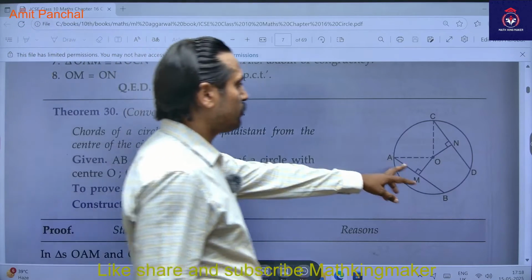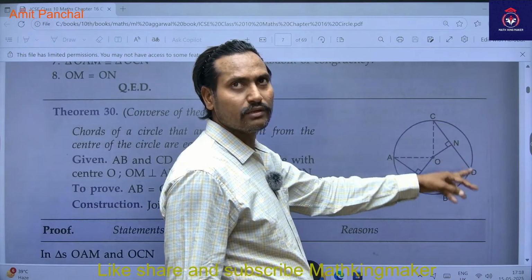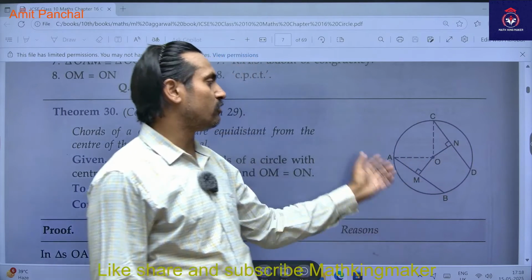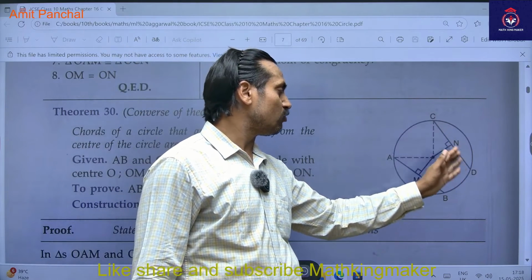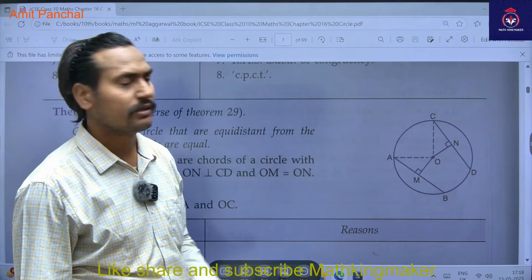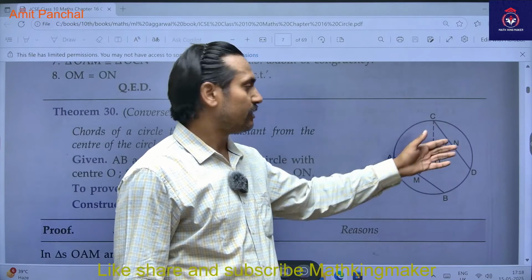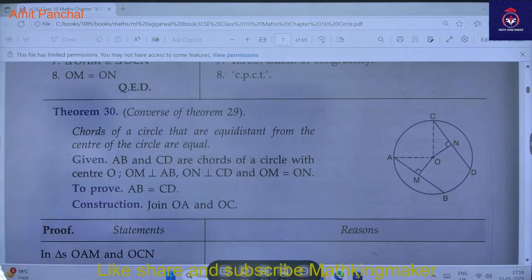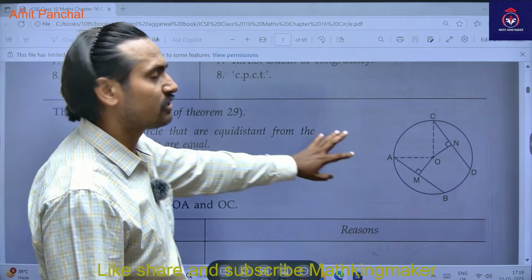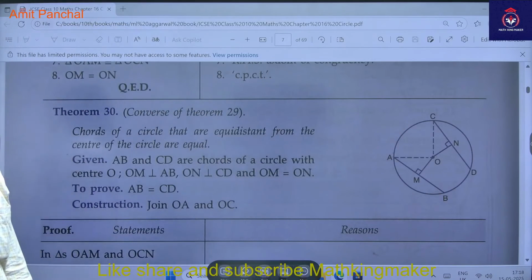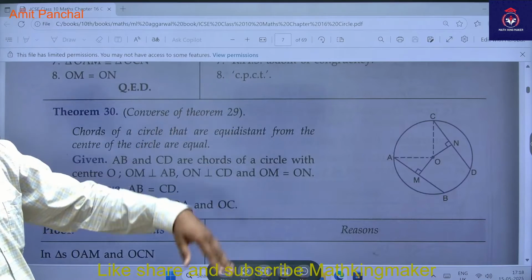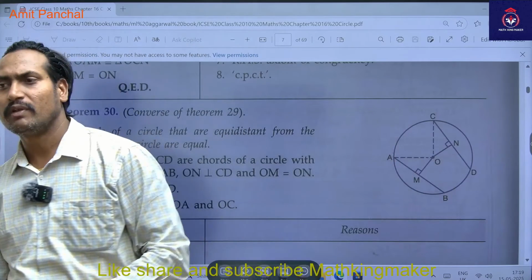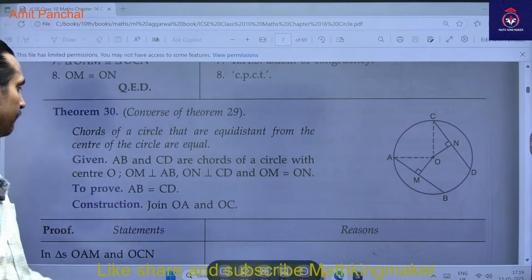So if you have two chords like AB and CD and they are at the same distance, if you have two equal chords, they will be at equal distance from the center. That is the theorem. Your AB chord and CD chord are equal, so the perpendicular distance from the center will also be equal. That means equal chords will have equal distance from the center. And the vice versa also. If you have two chords and they have the same distance from the center, then the chords will be equal.